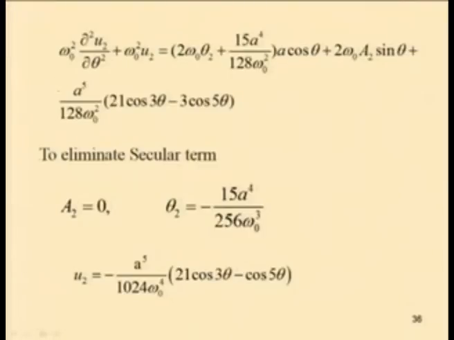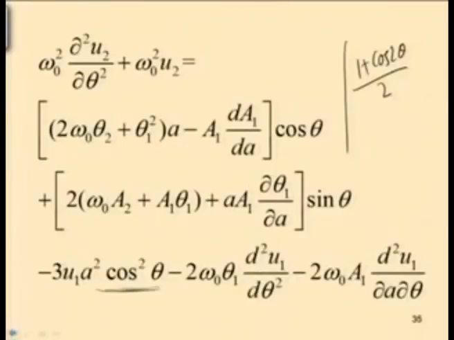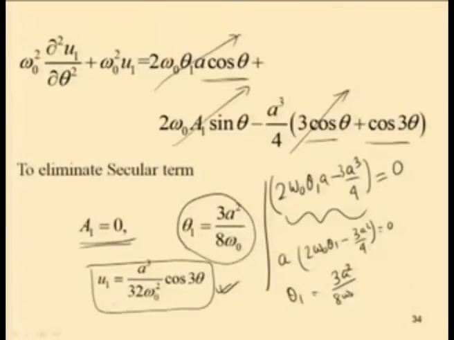After simplification the equation reduces to omega 0 square del square u 2 by del theta square plus omega 0 square u 2 equal to 2 omega 0 theta 2 plus 15 a fourth by 128 a 0 omega 0 square into a cos theta plus 2 omega 0 a 2 sin theta plus a to the power 5 by 128 omega 0 square into 21 cos 3 theta minus 3 cos 5 theta. We obtain this by substituting the value of u 1 that we obtained before.